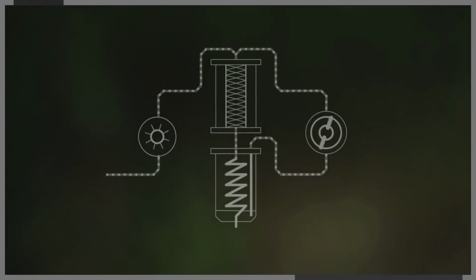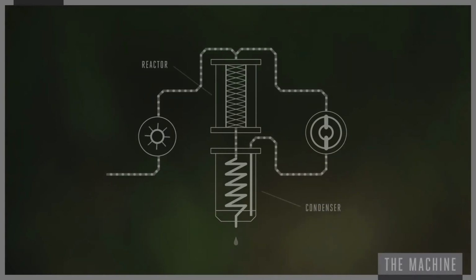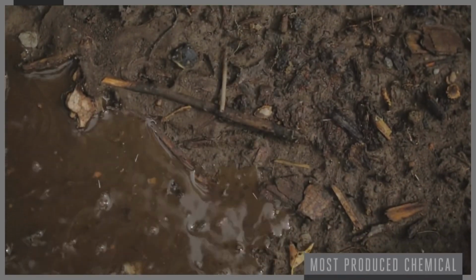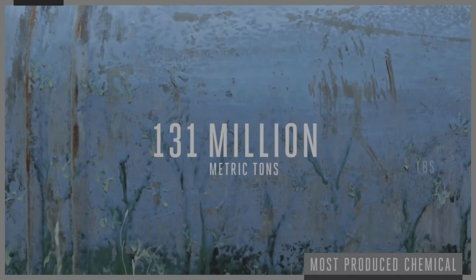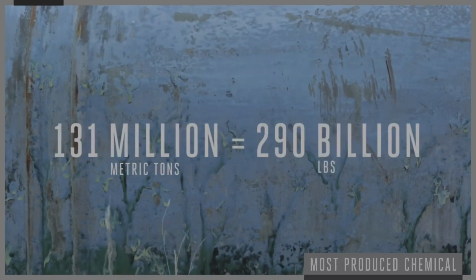Haber realized that in order to make large amounts of ammonia, he would have to create a machine that would continually add nitrogen and hydrogen, while also increasing the pressure on the equilibrium system, which is exactly what he did. Today, ammonia is one of the most produced chemical compounds in the world. Roughly 131 million metric tons are produced a year, which is about 290 billion pounds of ammonia.